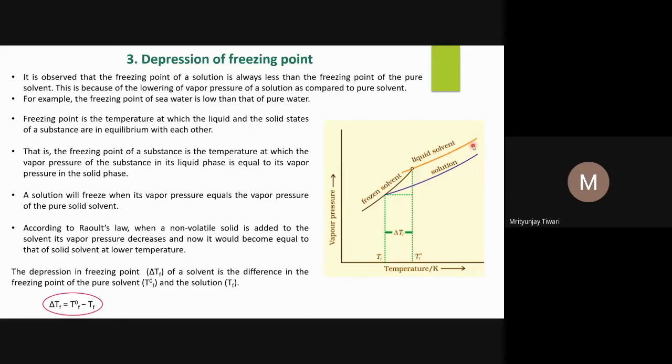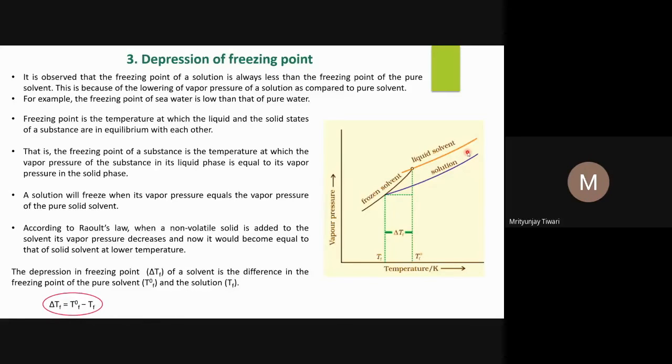If you cool down a liquid, and cooling down means I am decreasing the temperature, while cooling down the liquid, what will happen? The vapor pressure will also decrease. And once you reach this point, what will you see? This liquid will get converted into the solid, and this point is the point when the vapor pressure of the liquid and the solid are both equal.